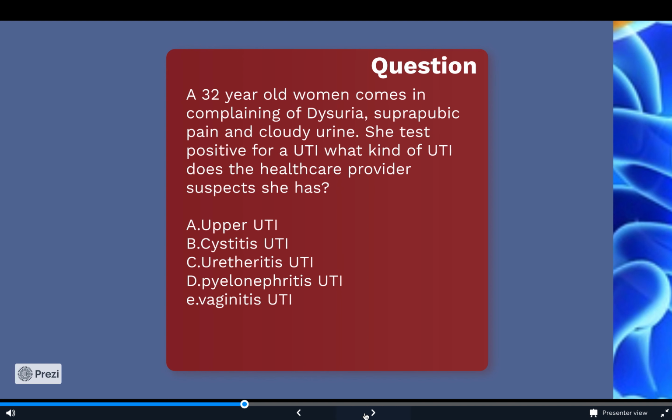the urethral discharge, dysuria, and burning discharge at the urethral meatus. And the reason why it is not pyelonephritis UTI is because that involves more of a side pain compared to a lower abdominal pain. And finally, it's not vaginitis UTI because that involves more of a vaginal discharge and itching and burning sensation.